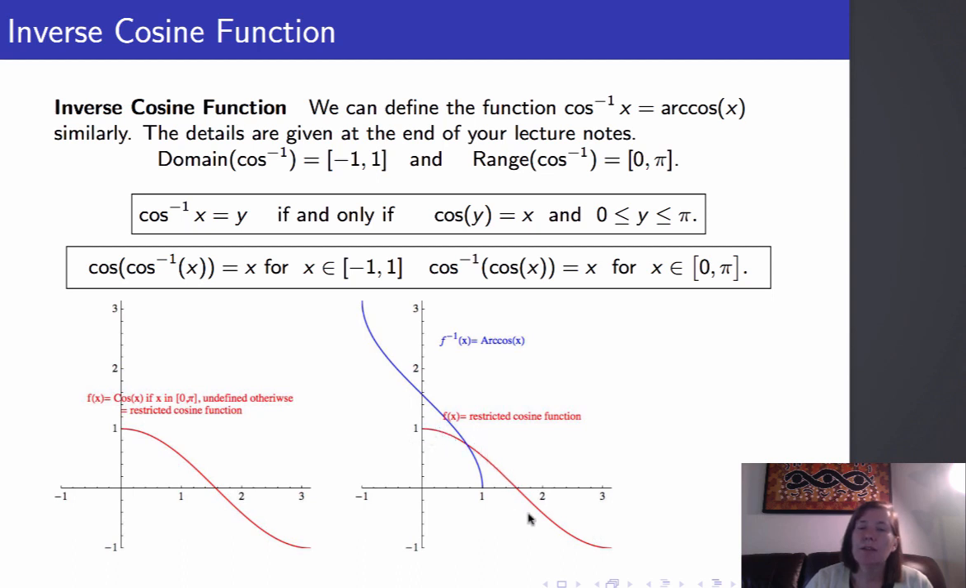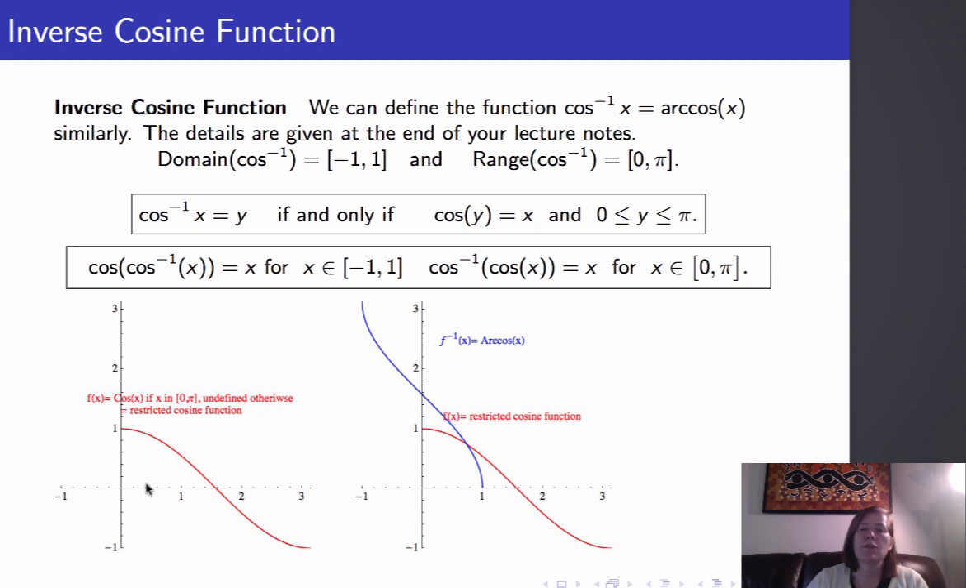So on the right here we have the graph of the restricted cosine function in red and its inverse function, which is arc cosine of x, in blue. And of course this restricted cosine function satisfies the horizontal line test, so therefore it's a one-to-one function and it's legitimate to create this inverse function. We can see that the domain and range get switched.